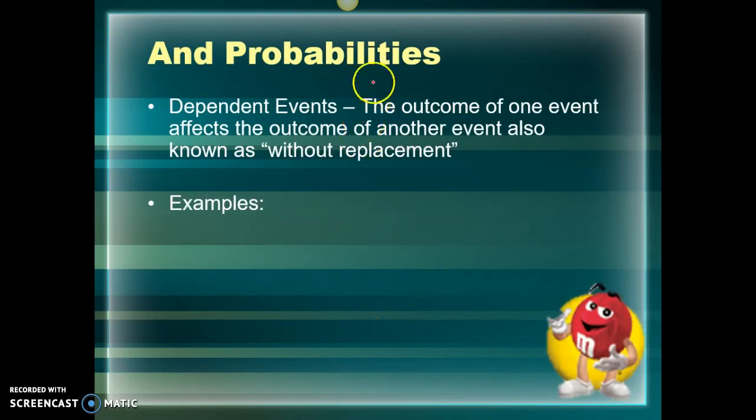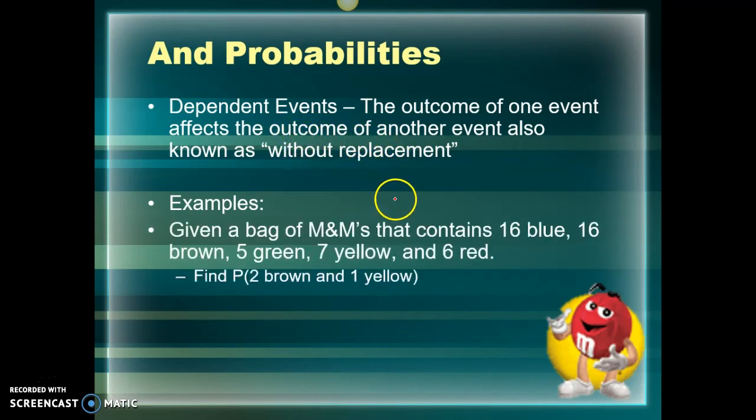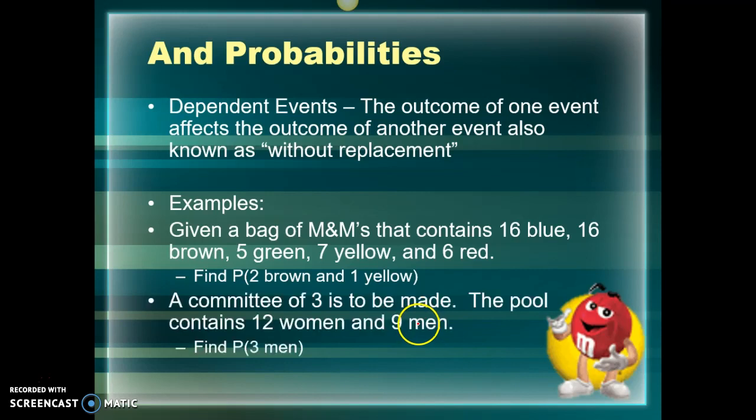Then we have the AND probabilities that are dependent. You can think about eating M&Ms, because you're not going to replace them back into the bag. When events are independent, they are with replacement, or they don't depend on each other. Dependent events depend on each other. We're going to find the probability of 2 brown and 1 yellow M&Ms, and then a different one where we find the probability of 3 men.